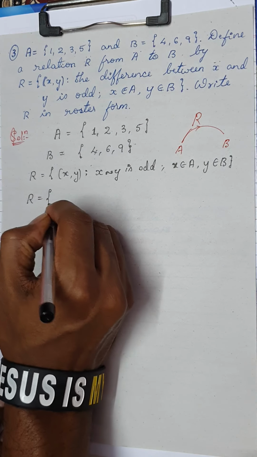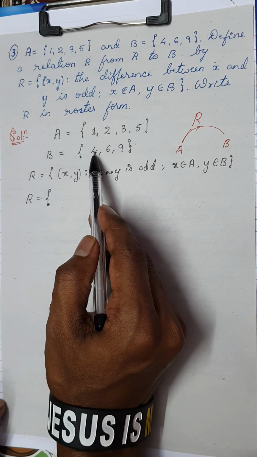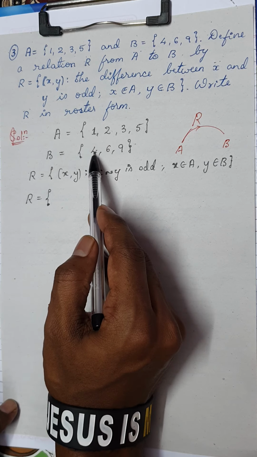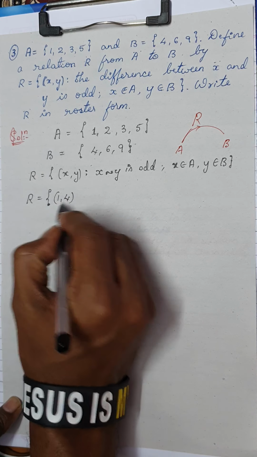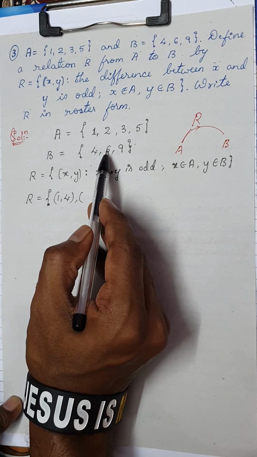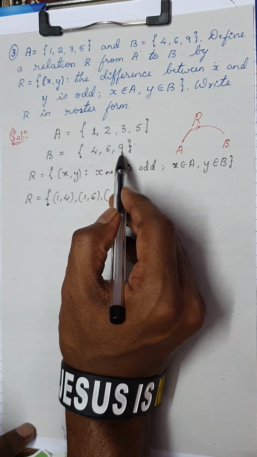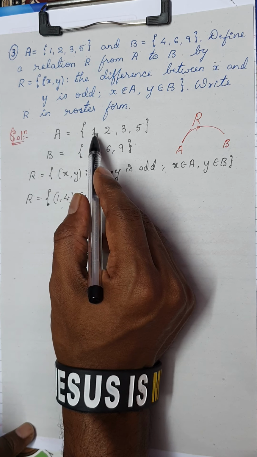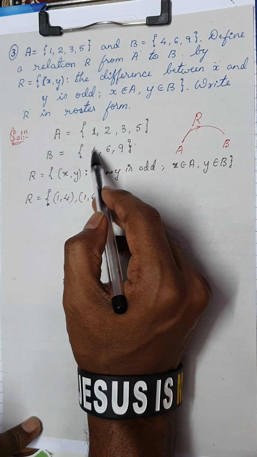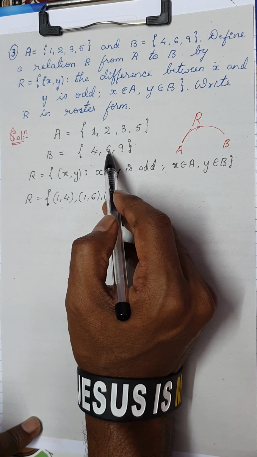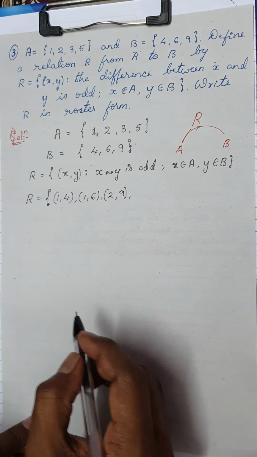R is equal to, now you can start writing all the pairs which are allowed. If you take 1 and 4, what is 1 minus 4 or 4 minus 1? The difference is 3, so it is odd. I can write 1 comma 4. If I take 1, 6, then the difference is 5, definitely I can take this. Now if I take 1 comma 9, the difference between 9 and 1 is 8, which is not odd, so I cannot take 1 comma 9. Similarly, 2, 4: difference is 2, I cannot take. 2 and 6, difference is 2, I cannot take. I can take 2 comma 9 because the difference between 2 and 9 is 7, which is odd.